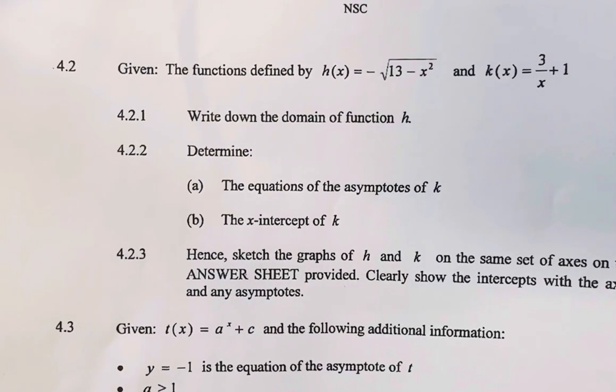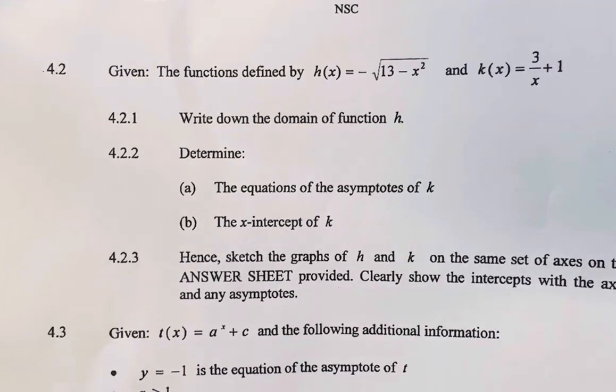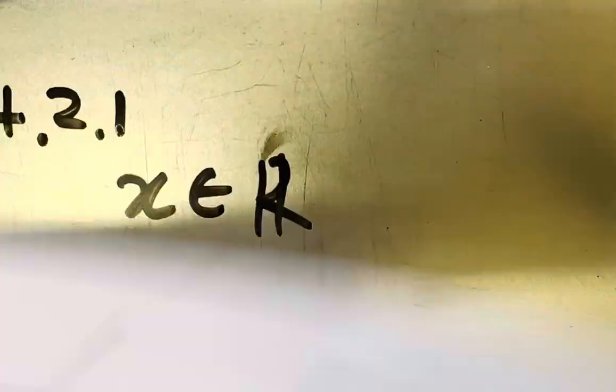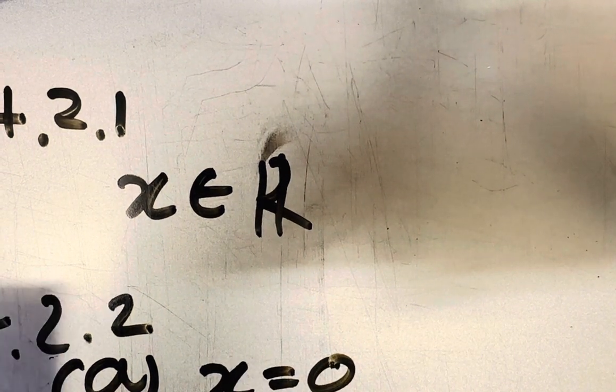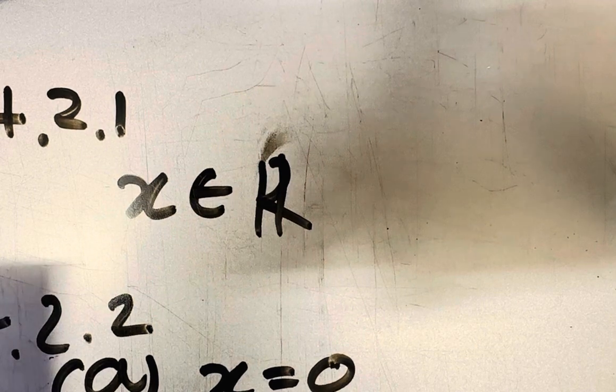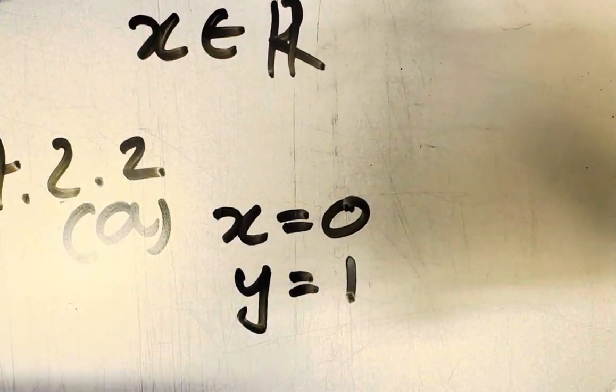4.2.2a. It says determine the equations of the asymptotes of k. The asymptotes, not the asymptote. The first one will be x equals 0, and the second one will be y equals 1.